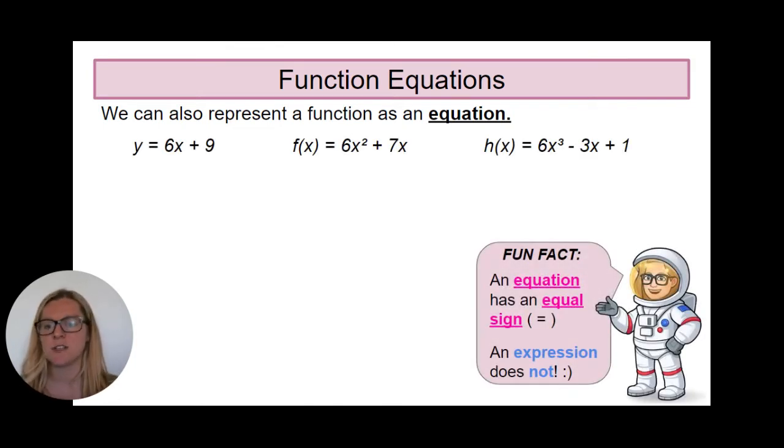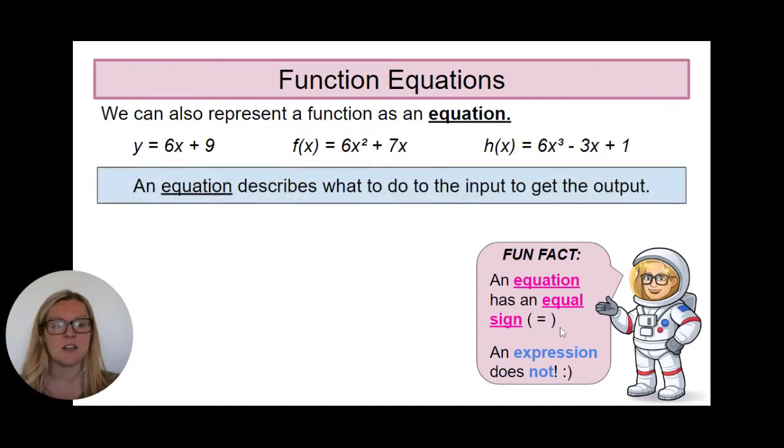So here are some examples. y is equal to 6x plus 9. Here's f of x is equal to, h of x is equal to. Notice that an equation has to have an equal sign. That is the definition of an equation. It has an equal sign, and an expression does not. So the formal definition is an equation describes what to do to the input to get to the output, and it has to have an equal sign, otherwise it's going to be called an expression.